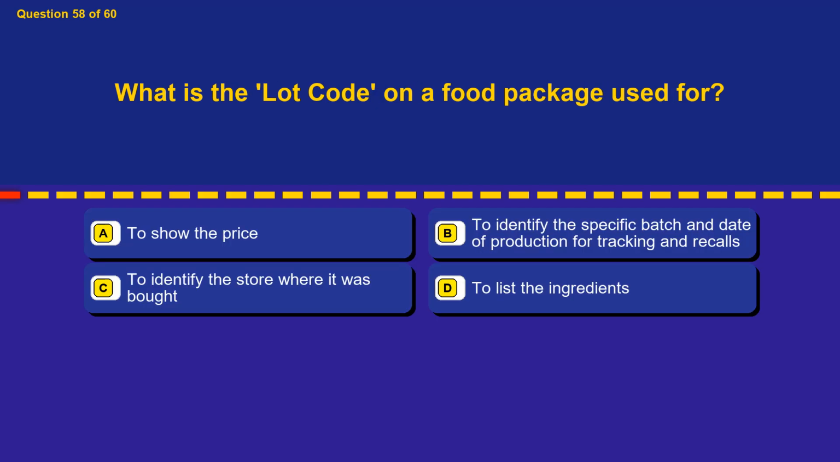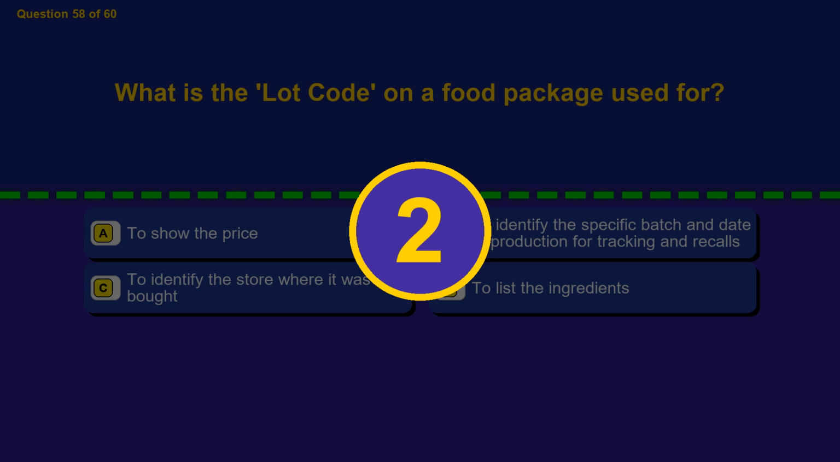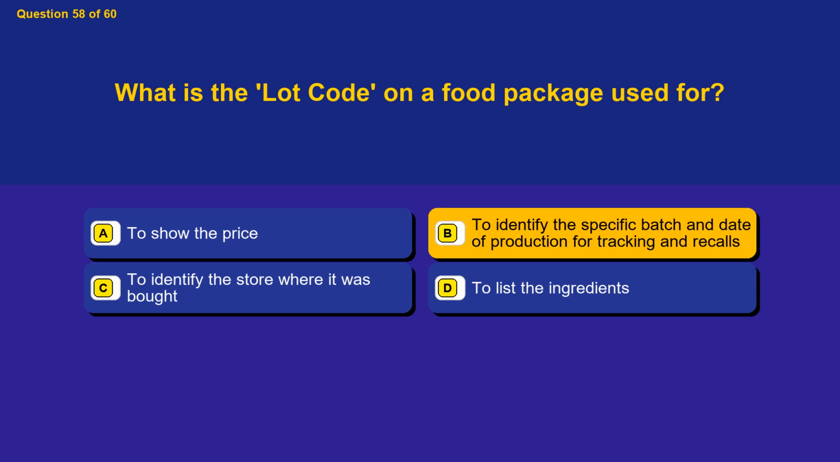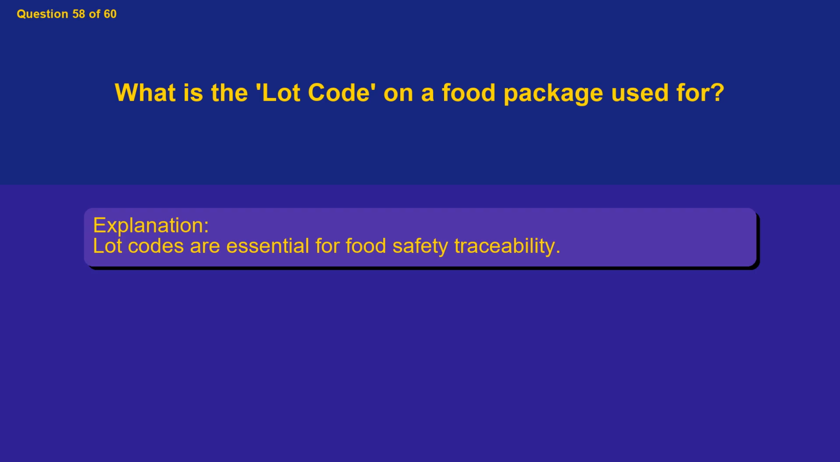Question 58. What is the lot code on a food package used for? Option A, to show the price. Option B, to identify the specific batch and date of production for tracking and recalls. Option C, to identify the store where it was bought. Option D, to list the ingredients. The correct answer is option B, to identify the specific batch and date of production for tracking and recalls. Lot codes are essential for food safety traceability.